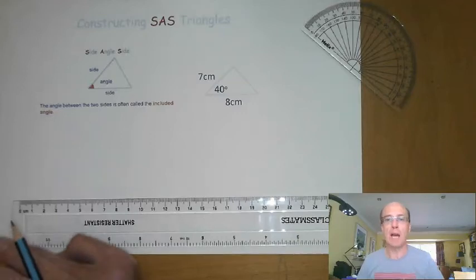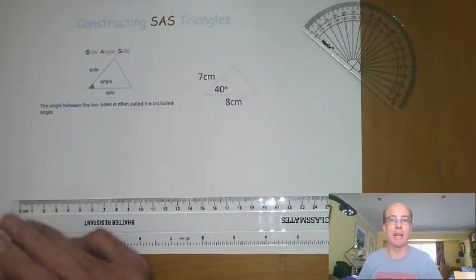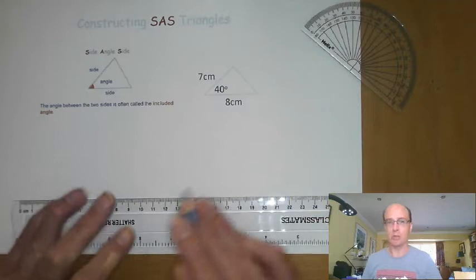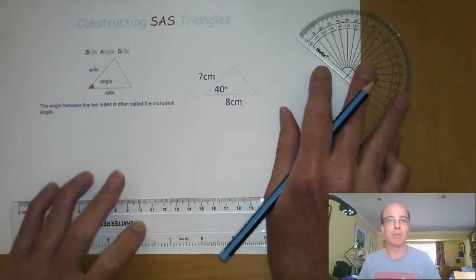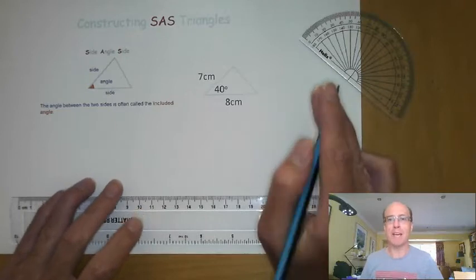In this video we're going to have a look at how we can construct an SAS triangle using our ruler and a protractor. Okay. What do we mean by SAS triangle?